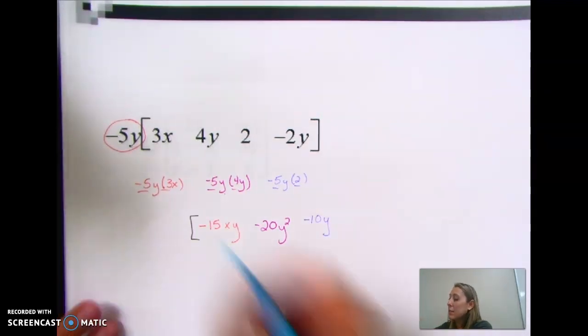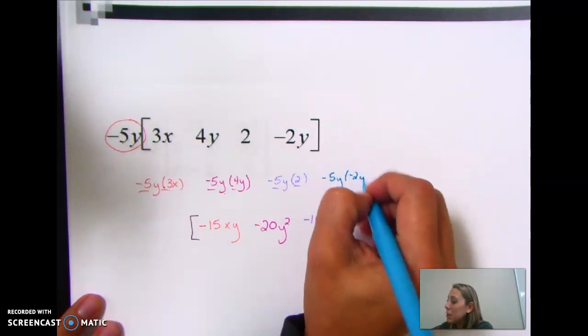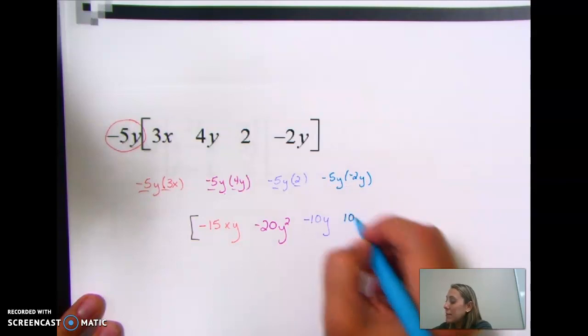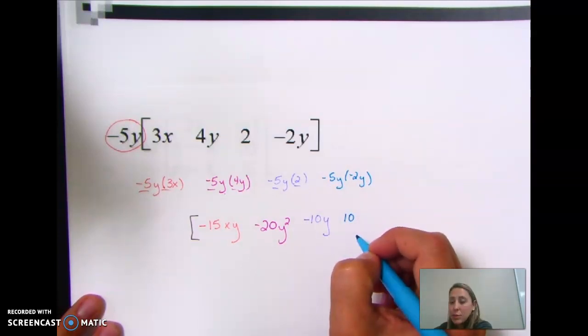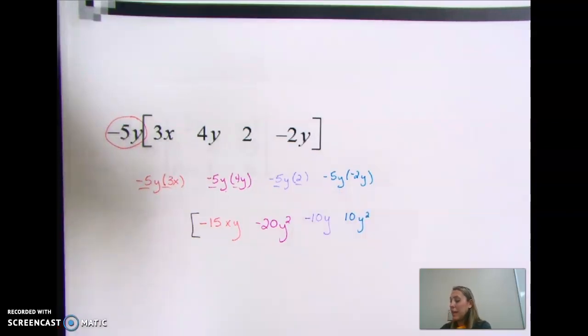And then the last one, negative 5y times negative 2y. That gives me a positive 10, because negative 5 times negative 2 is positive 10. And y times y is y squared. And that is the end of that one.